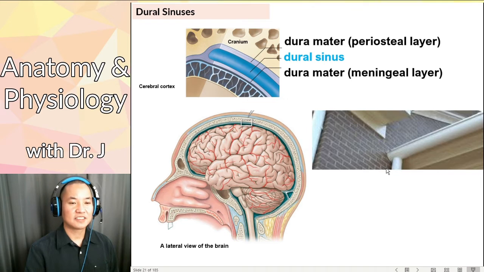Now, I like to liken the dural sinus to a gutter. So why do I say it's like a gutter? Well, what do gutters collect on a roof? It collects fluid, right? So the dural sinuses collect cerebrospinal fluid from the central nervous system.